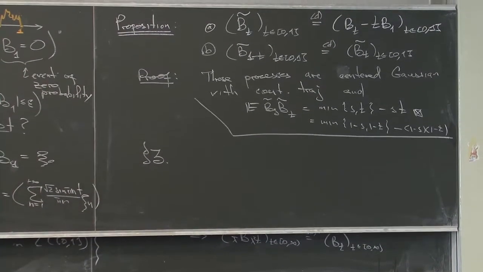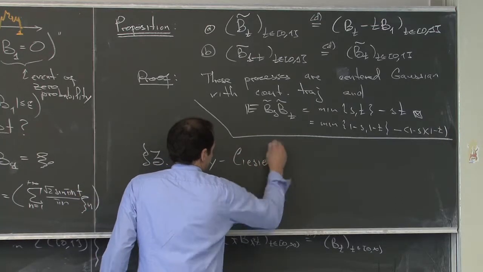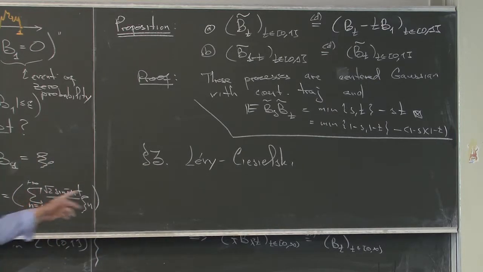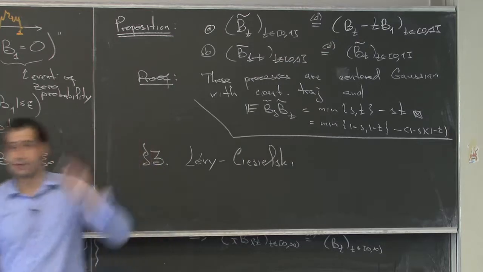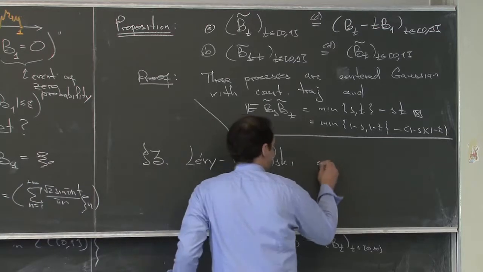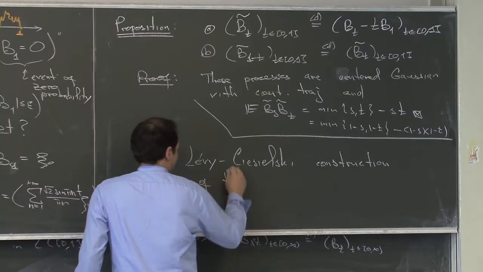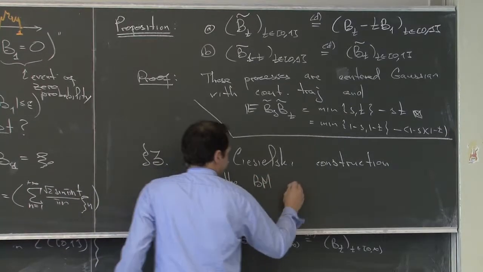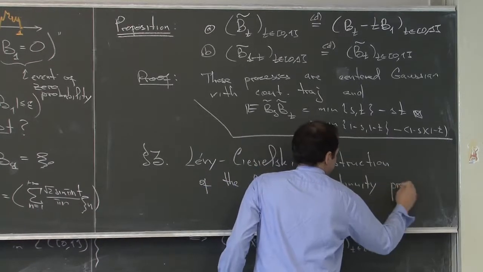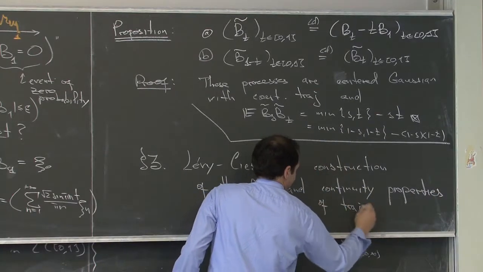So before, I also would like to discuss another construction which is called Levy. I'm not sure, I believe Ciesielski, but well, he's Polish. Ciesielski construction of the Brownian motion and continuity properties of trajectories.